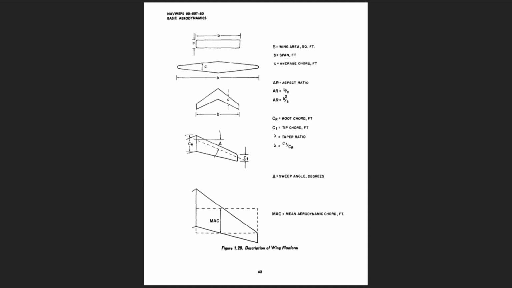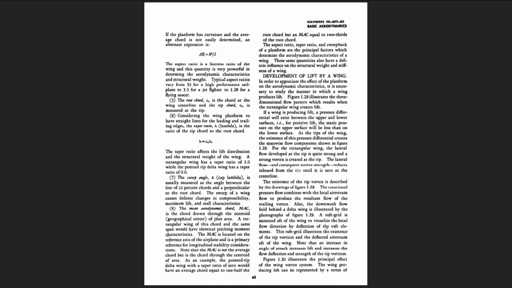As an example, the pointed tip delta wing with a taper ratio of 0 would have an average chord equal to 1/2 the root chord, but an MAC equal to 2/3 of the root chord. The aspect ratio, taper ratio, and sweepback of a planform are the principal factors which determine the aerodynamic characteristics of a wing. These same quantities also have a definite influence on the structural weight and stiffness of a wing.